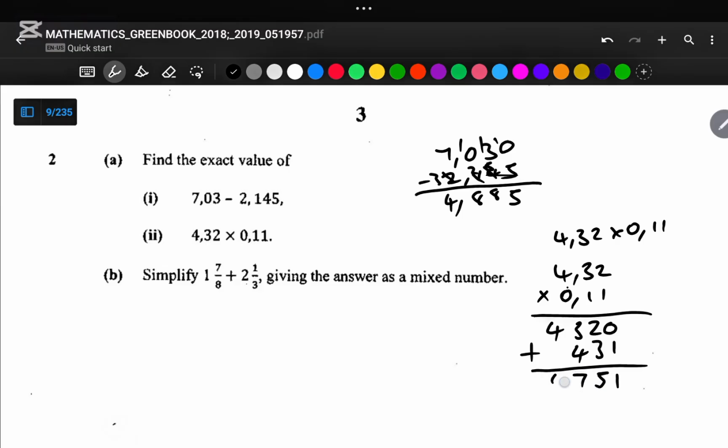4 plus 0 gives us 4, and then we calculate the number of decimal places, that is 1, 2, 3, 4. So it is 0.4751. That is our final answer. So 4.32 by 0.11, our answer is 0.4751.